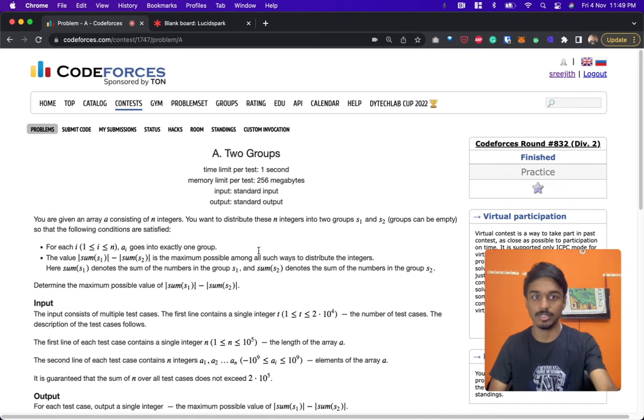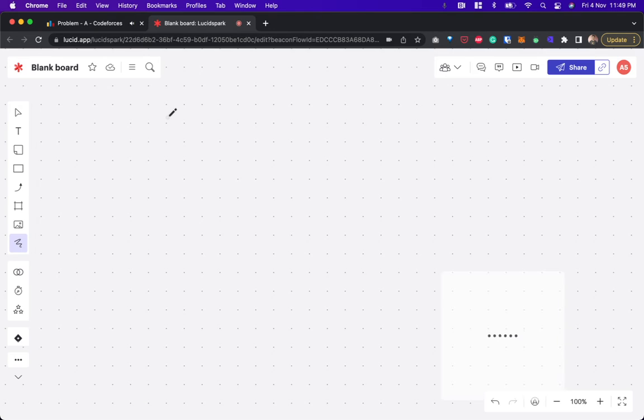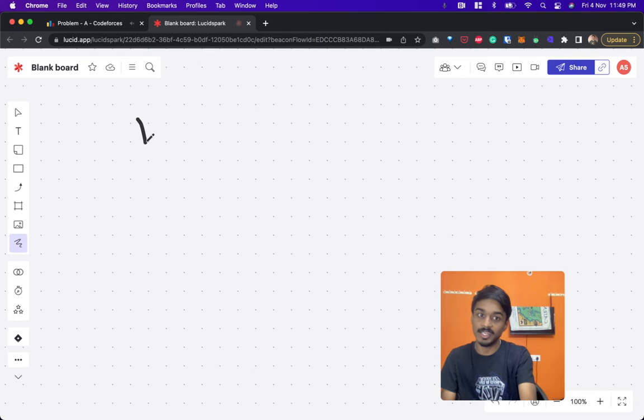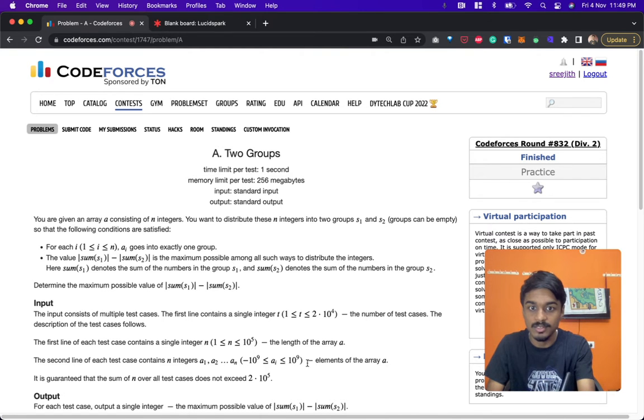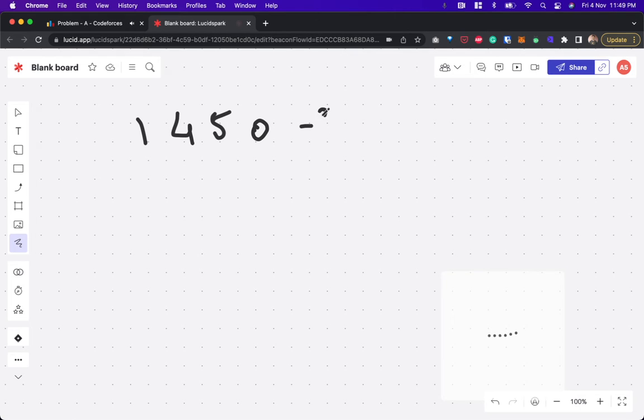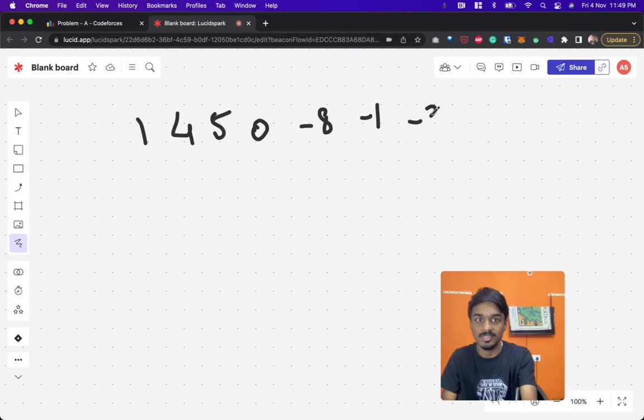So first let's write what they did. They told we have n integers. Let's randomly say we have 1, 4, 5. Can it have a negative integer? Let's see the constraints. The second line contains n integers. Okay, we have negative integers as well. So we'll write like -8, -1, -3. So we have n integers here.